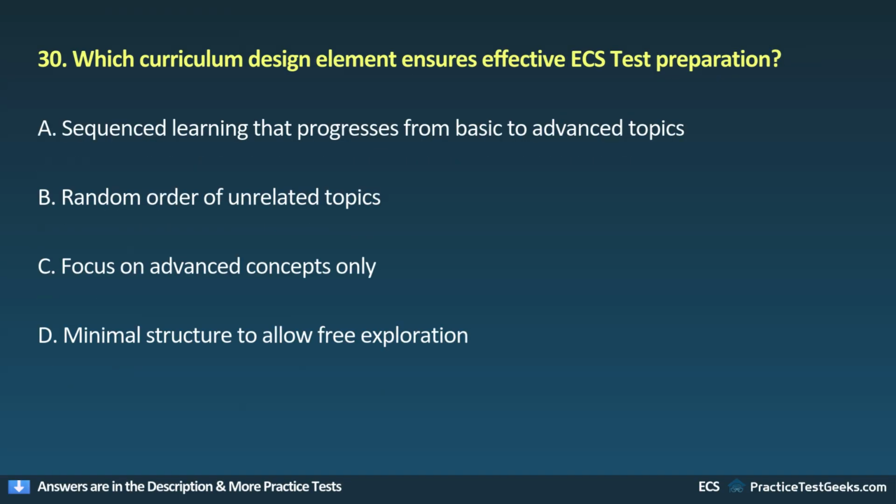30. Which curriculum design element ensures effective ECS test preparation? A. Sequence learning that progresses from basic to advanced topics. B. Random order of unrelated topics. C. Focus on advanced concepts only. D. Minimal structure to allow free exploration.